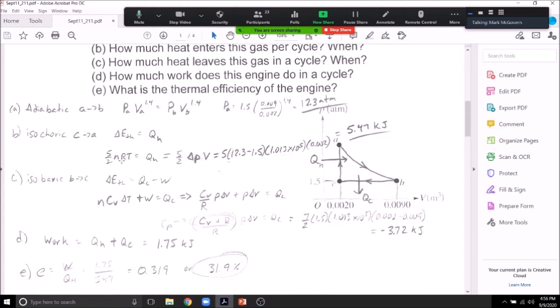So before I move on, let me ask you, is there anything about this that was not clear? Do you have a question for me about this absolutely stellar problem?